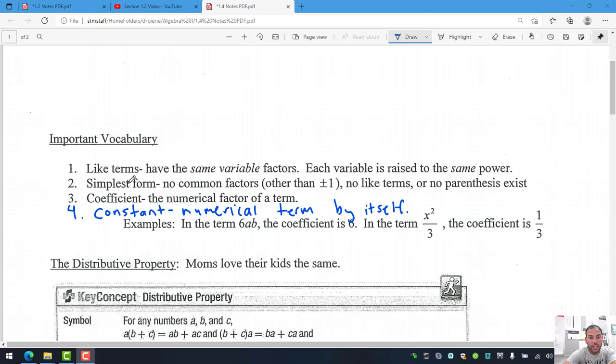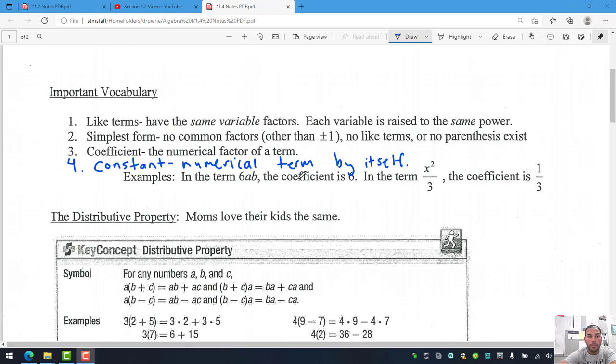What are like terms? Like terms are things that have the same variable factors, okay? Terms that both have the letter x as the variable in front of it. And the important thing about like terms is that each variable needs to be raised to the same power. Okay, so one of the most common directions I'll give you, like I said, is something like combine like terms. All that means is squeeze it together as much as possible.